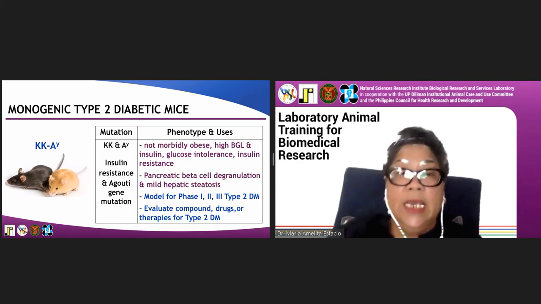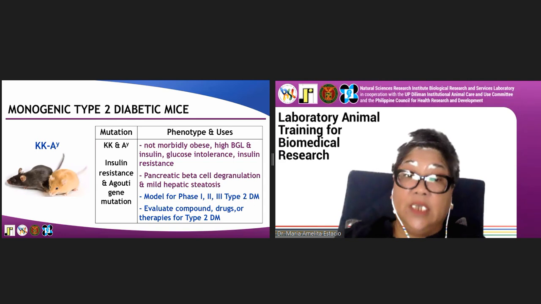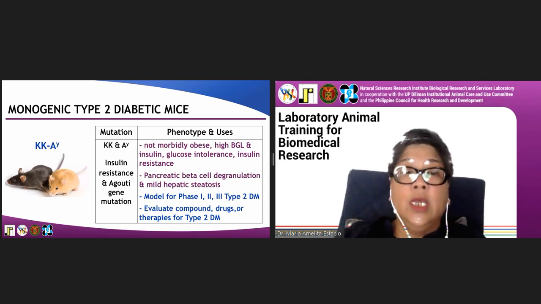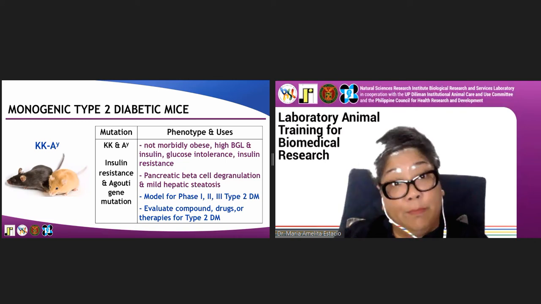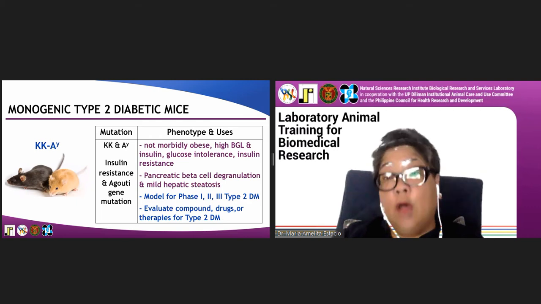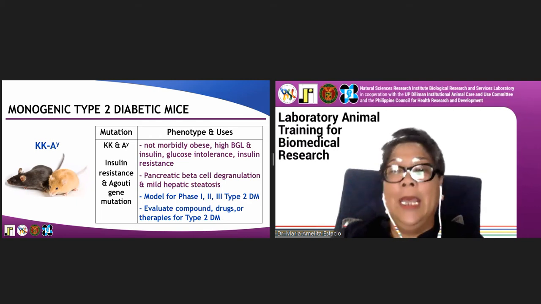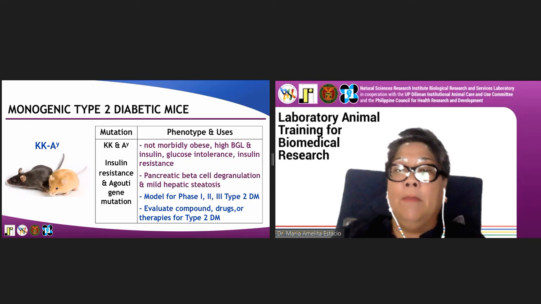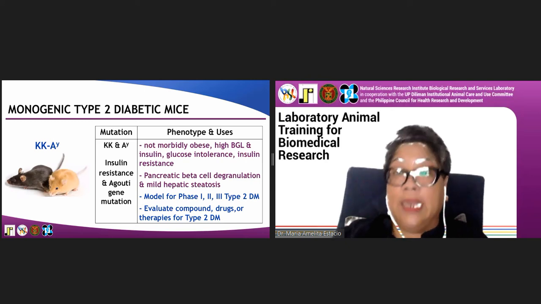It has developed insulin resistance, and they have an agouti gene mutation. So the mouse here is the one colored brown or light brown, as you can see. These mice do not develop obesity, but they do have a high blood glucose level and insulin level. So they develop glucose intolerance and insulin resistance.